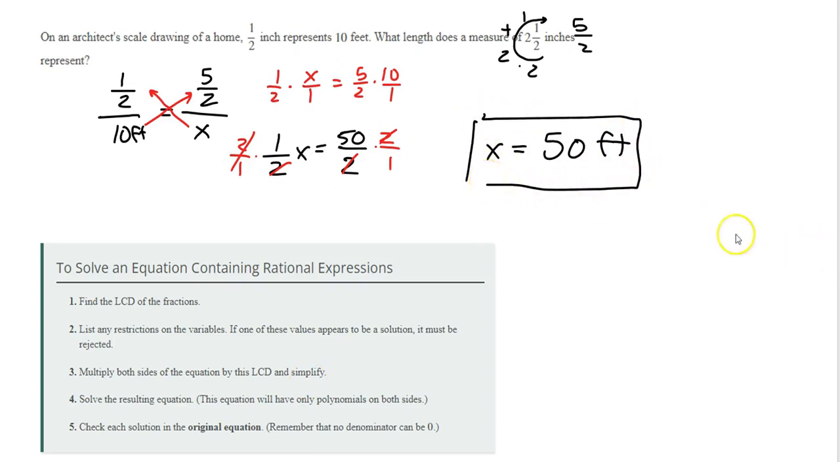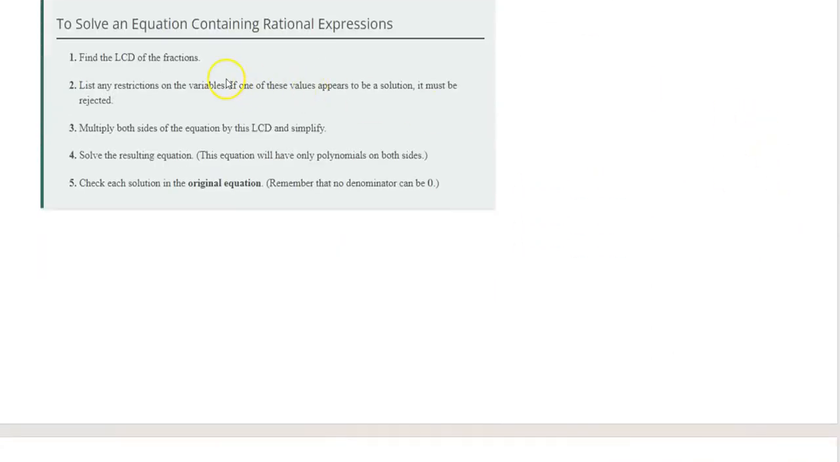Okay. Now, you know how to do these now. Let's look at an example you're solving containing rational expressions. Same things we've done in the last lessons. We're going to find the LCD of the fractions, list any restrictions, multiply both sides of the equation by the LCD, simplify, and solve the resulting equation.